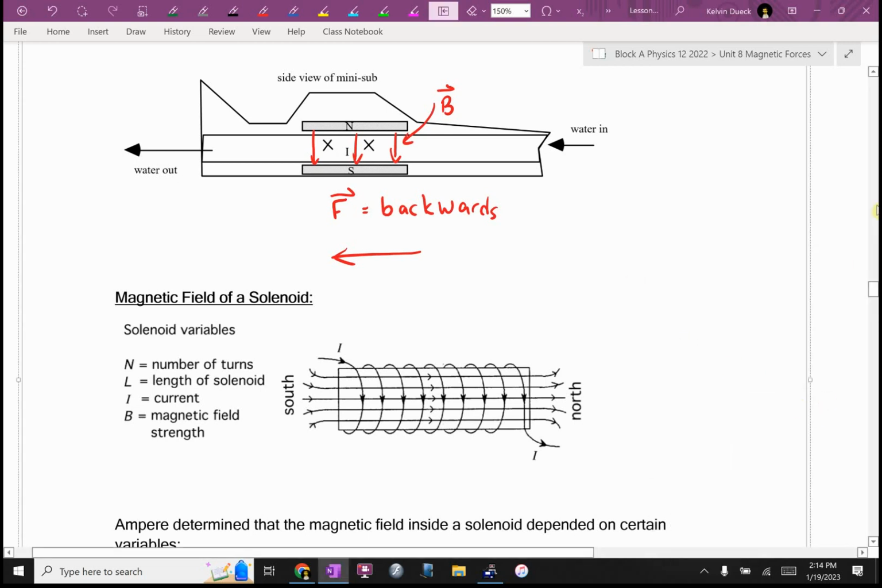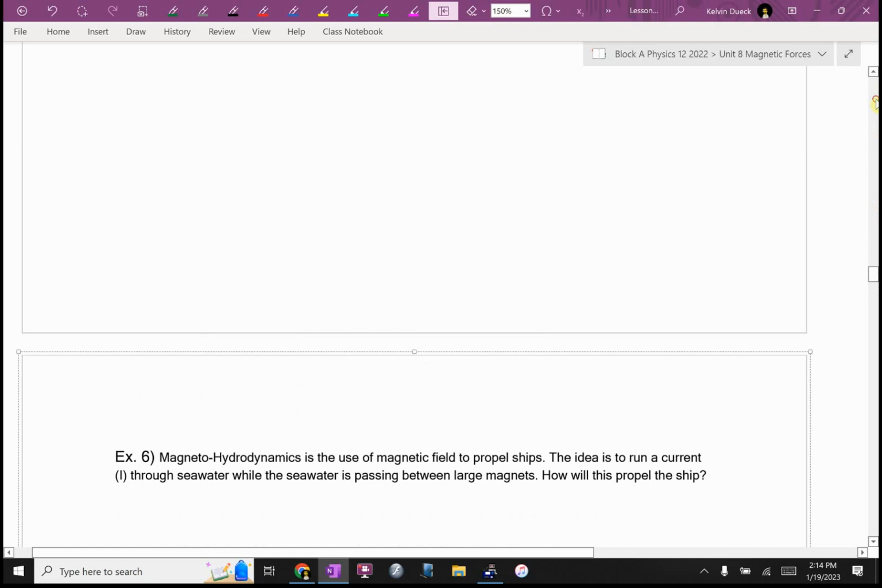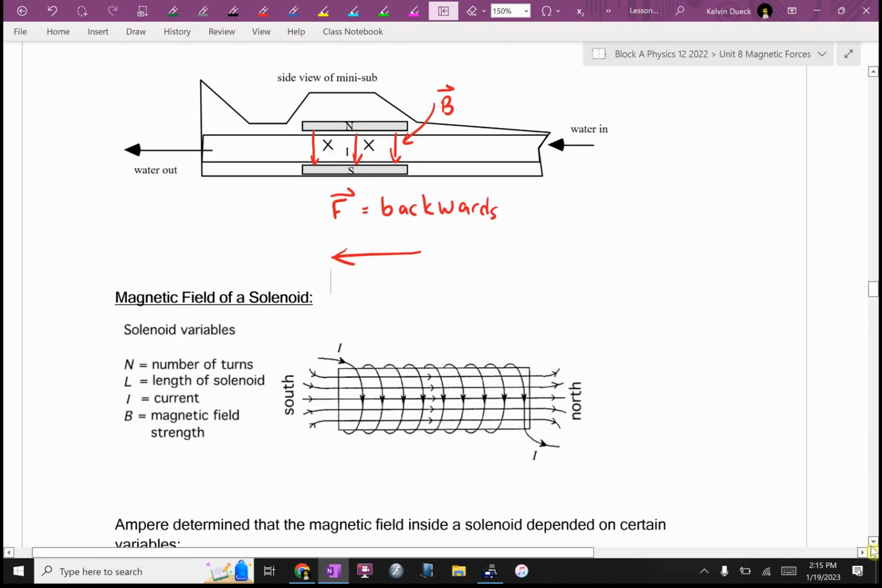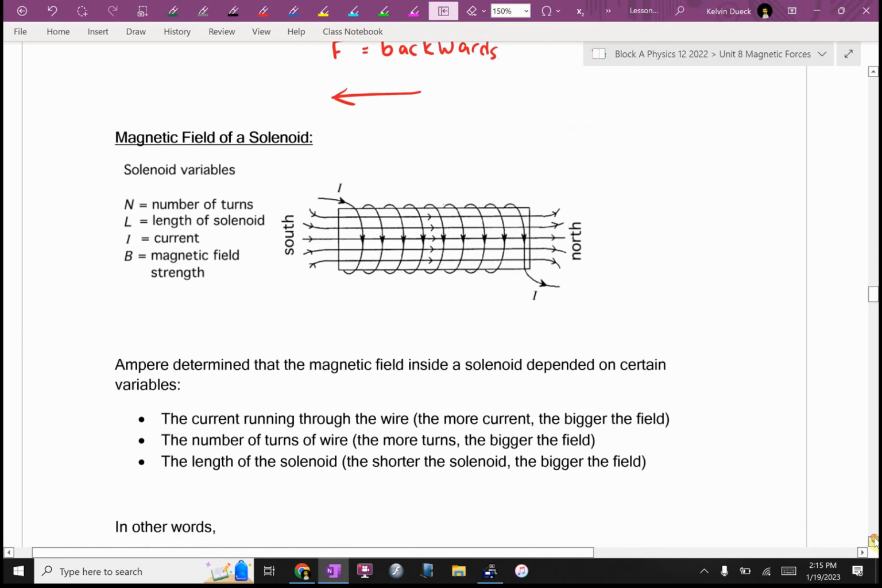Okay. So I said to you, all right, Mr. Duick, I get that if I can control the magnetic field, I can control how big a force, which means now I can start to control, once we get to electric motors, how fast the motor spins, which means I can start to control how fast the motor is running. How do we control magnetic fields? The easiest is to use electromagnets, solenoids.